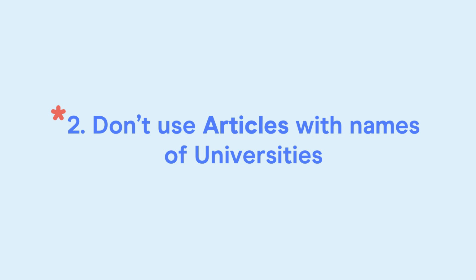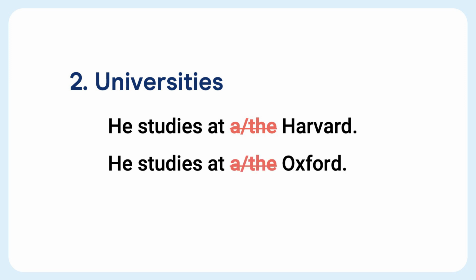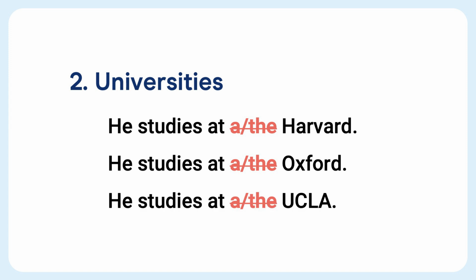Number 2, don't use articles with names of universities. He studies at Harvard. He studies at Oxford. He studies at UCLA.